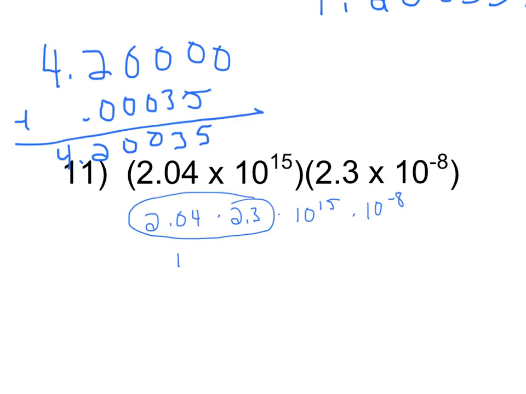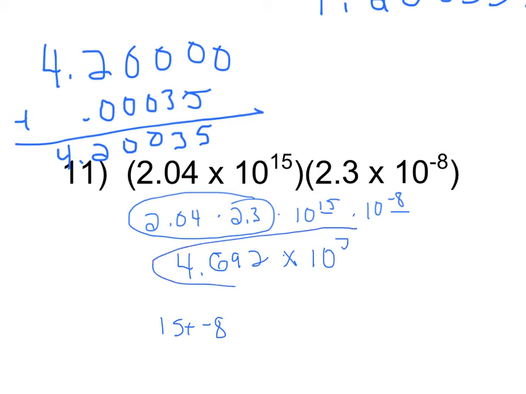And feel free to use a calculator, or you can write it out either way, but that's not what I am testing you on. So 2.04 times 2.3 is 4.692, and then when we are multiplying powers with the same base, we add the exponents. So 15 plus a -8 is 7, and this is in scientific notation, so this is our answer.